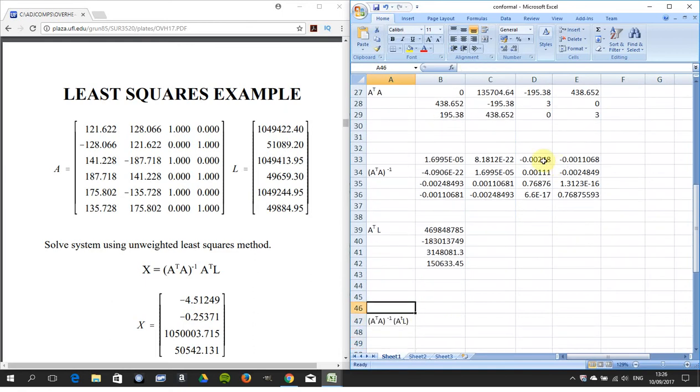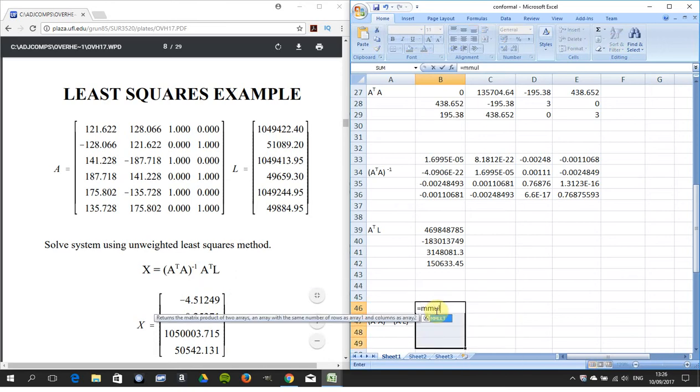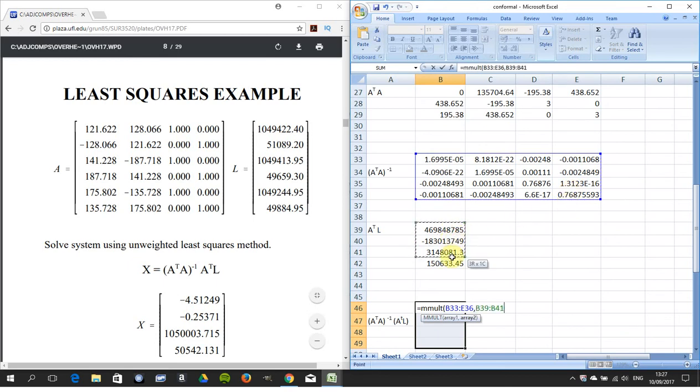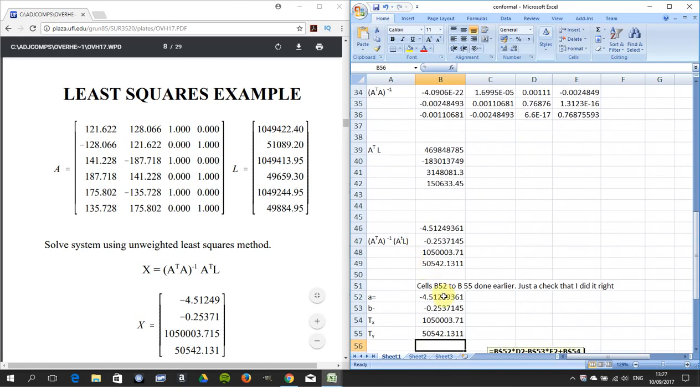And then finally, this guy, sorry, we have to do that. So A transpose A inverse by A transpose L. So A transpose A inverse is a 4 by 4. A transpose L is a 4 by 1. 4 by 4 by a 4 by 1 is a 4 by 1. So there we have it. Just to say, I'd done this earlier and I just had them pasted in as text just to make sure I got the right answer.